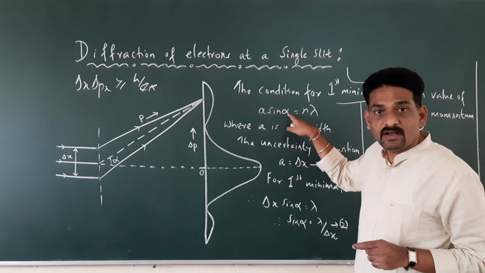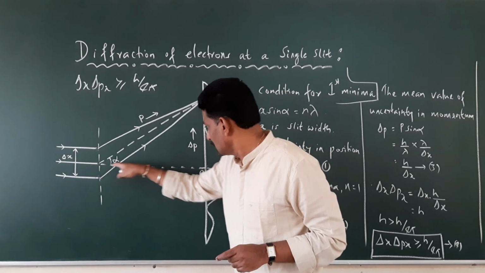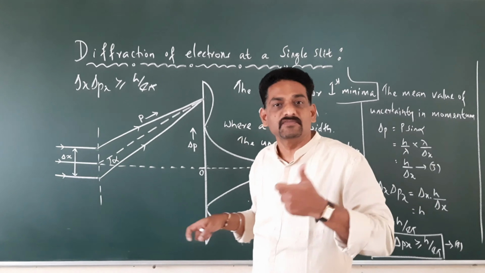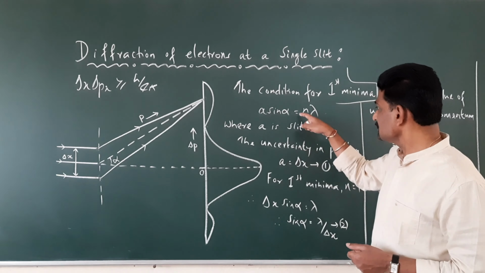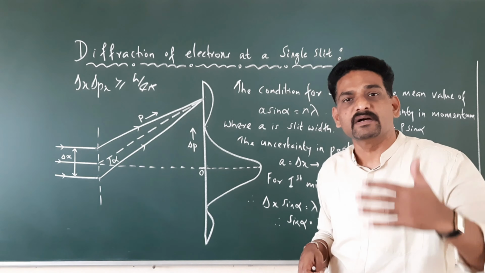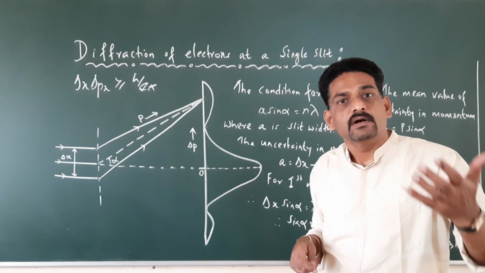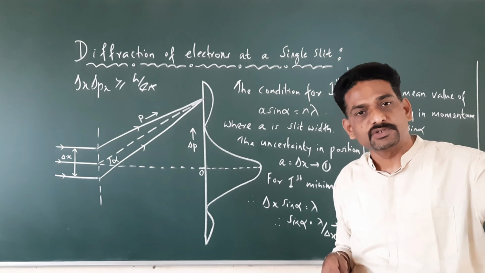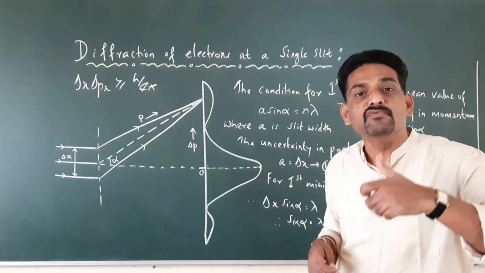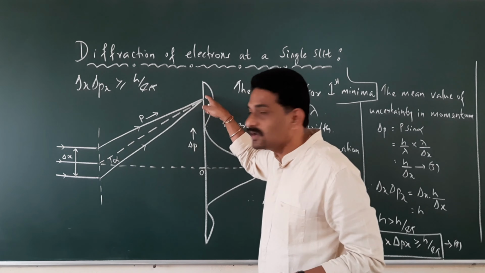Then sin alpha. What is alpha? This alpha is the angle made by the mean deviated ray with respect to the original non-deviated ray. That is this angle alpha, and we are taking the sine of that. What is n here? n indicates the order of the spectrum, or the first minima, second minima, third minima, and so on. If you take n equals 1, that corresponds to first order, n equals 2 second order, n equals 3 third order, and so on. Then what is lambda? Lambda is the de Broglie wavelength, or the wavelength associated with the electron which is traveling in this direction.